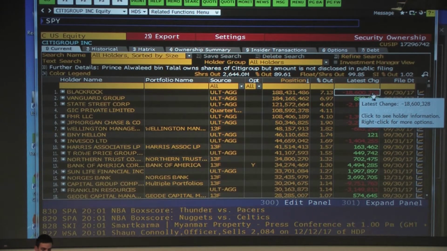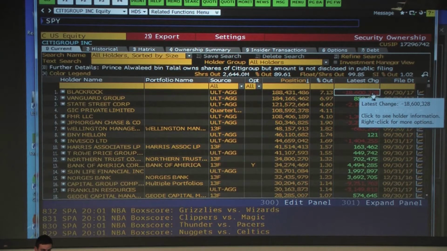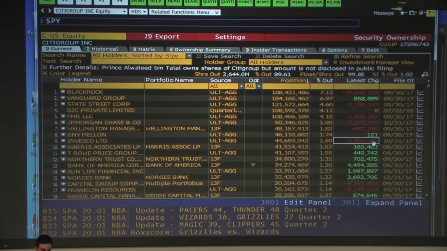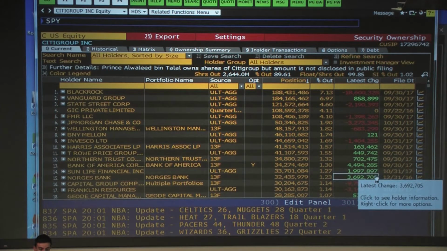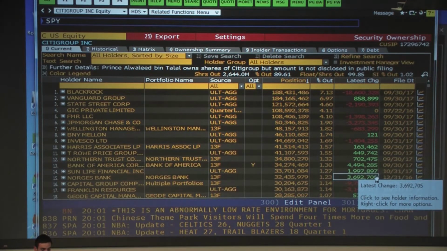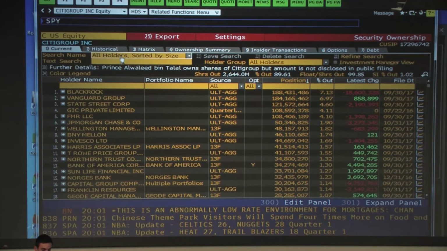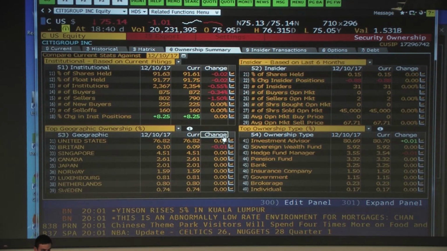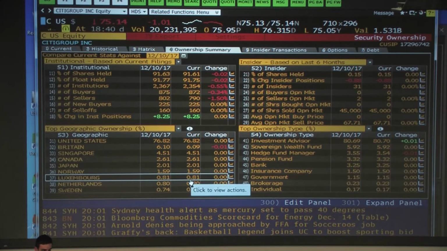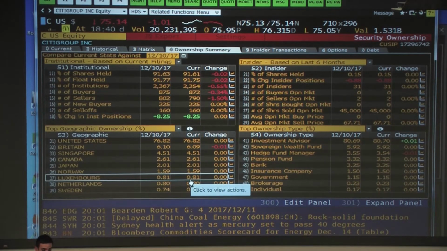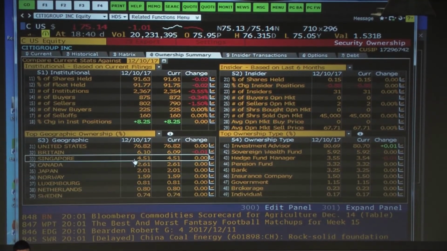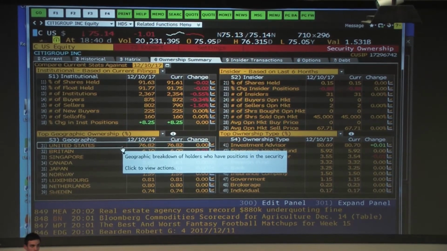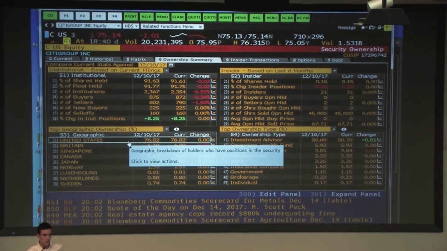If you look at what's going on with these positions, you see a lot of selling by the top holders, and you see some buying down here. But what does that mean? These are the things you have to analyze and figure out why this is the case. There are different tabs here. You can sort by ownership summary. You can look at how many shares are held by different institutions, by buyers and sellers. Geographically, you can see that 76% of Citi shares are held within the US.